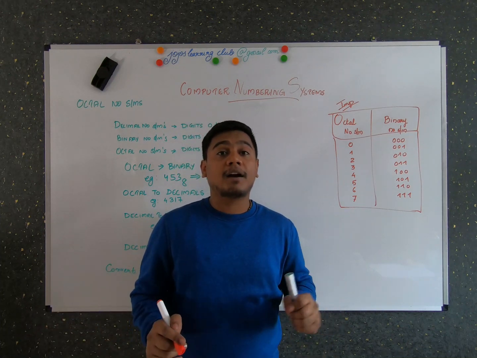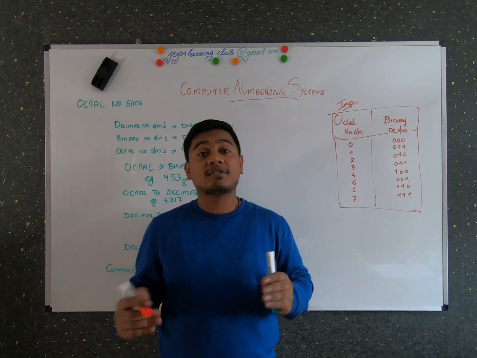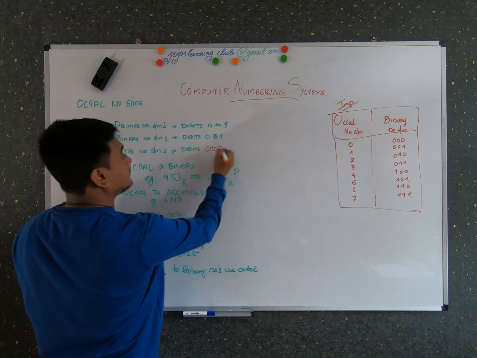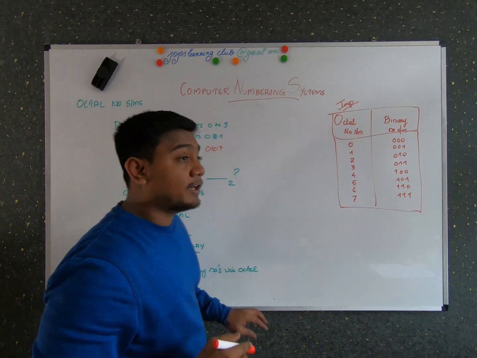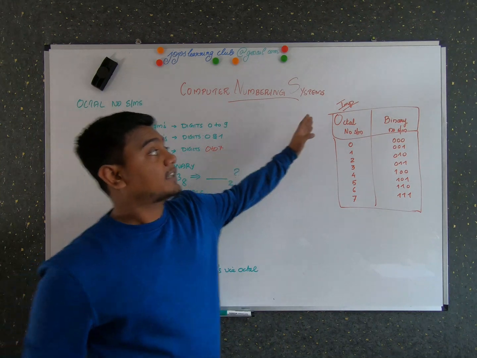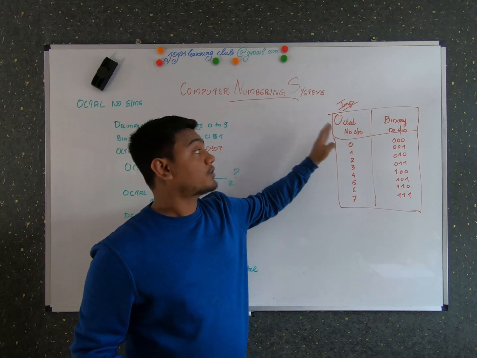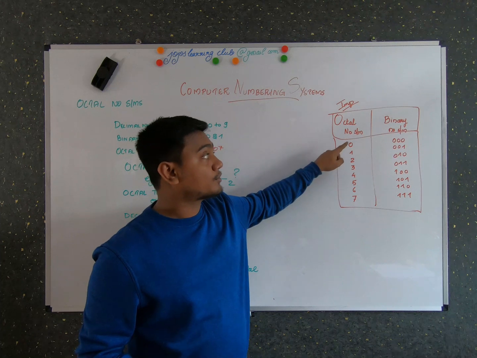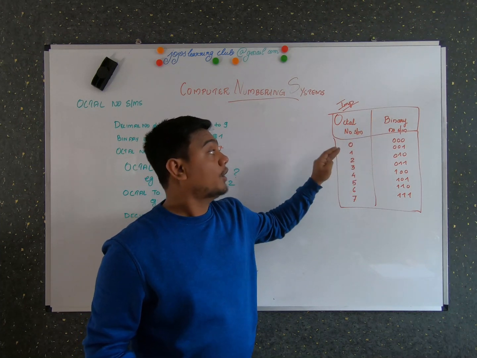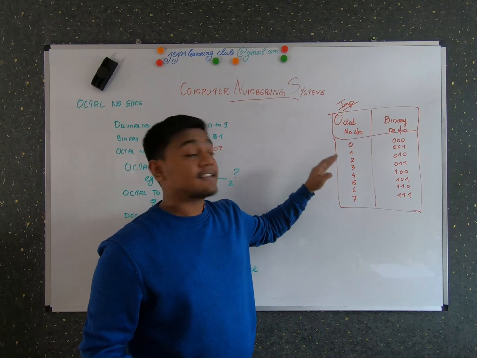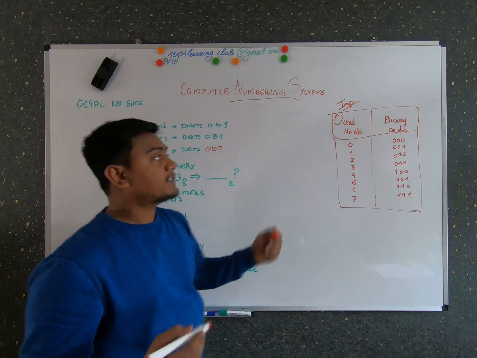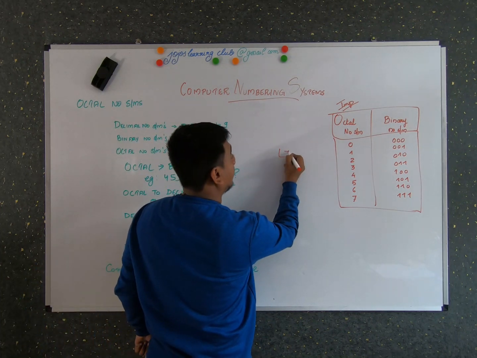Octal numbers are nothing but digits which are represented from 0 to 7. So the numbers between 0 to 7 are known as octal numbers, and this table shows the representation of octal numbers in their binary form. So 0 is represented as 000, 1 is written as 001, 2 is written as 010, 3 as 011, 4 as 100. How do you find it? It's the same.